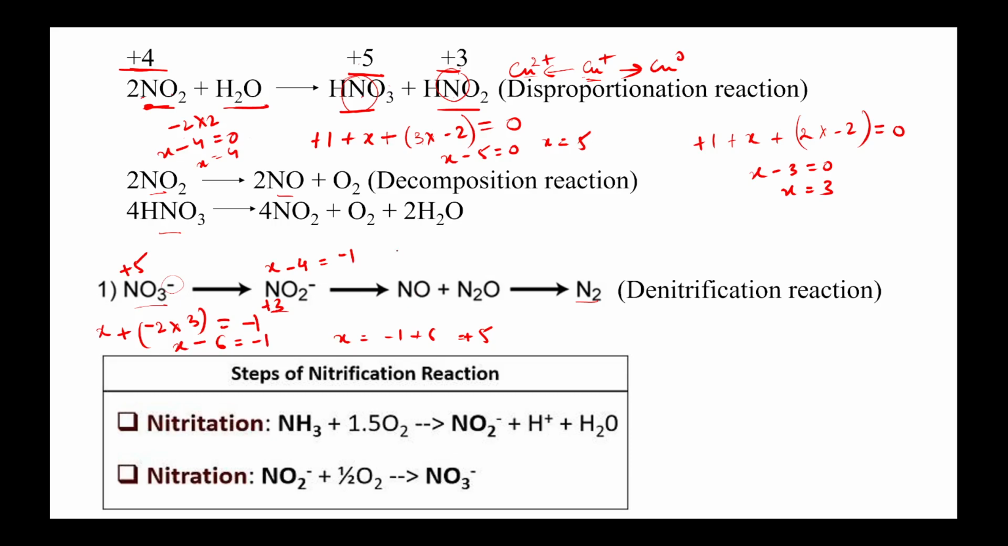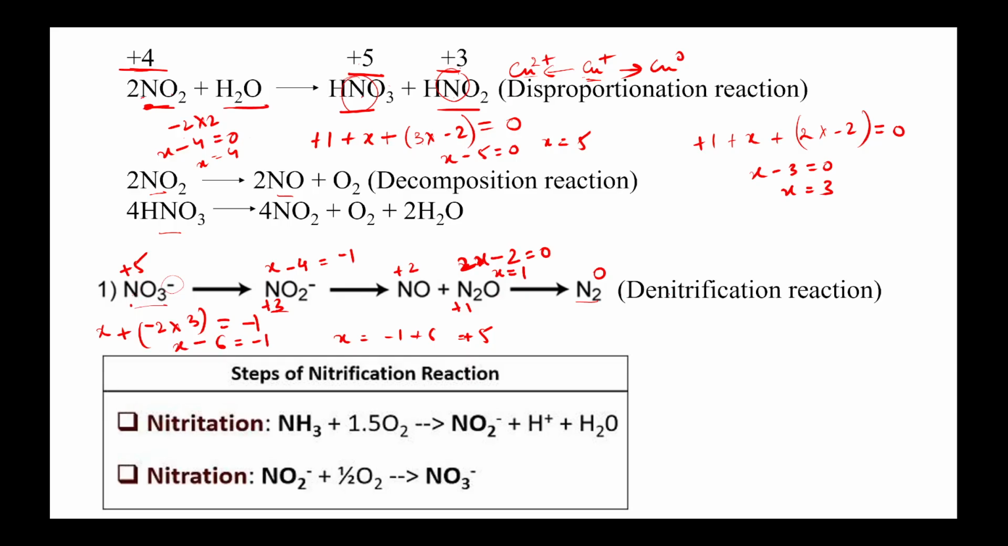If you see in nitric oxide, that is NO, here it will be plus 2. If you calculate the oxidation state of N2O, you will find O is minus 2. So 2x minus 2 is equal to 0. So X will be equal to 1. So the oxidation state here is plus 1 and the oxidation state here is 0. So you can see the oxidation state is decreasing from plus 5 to 0.